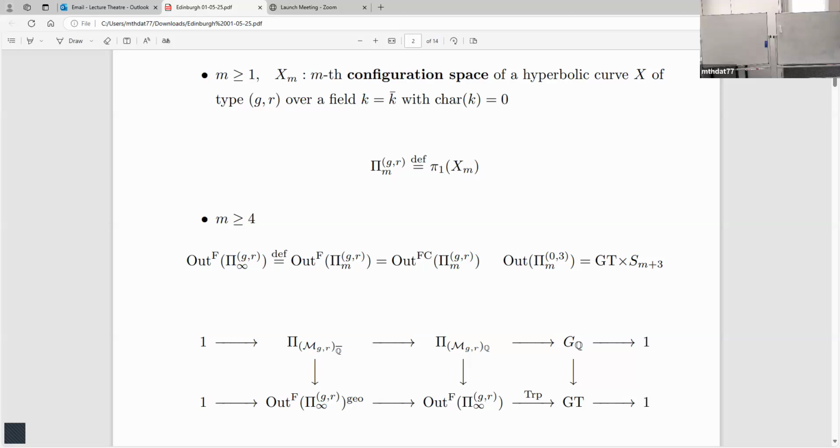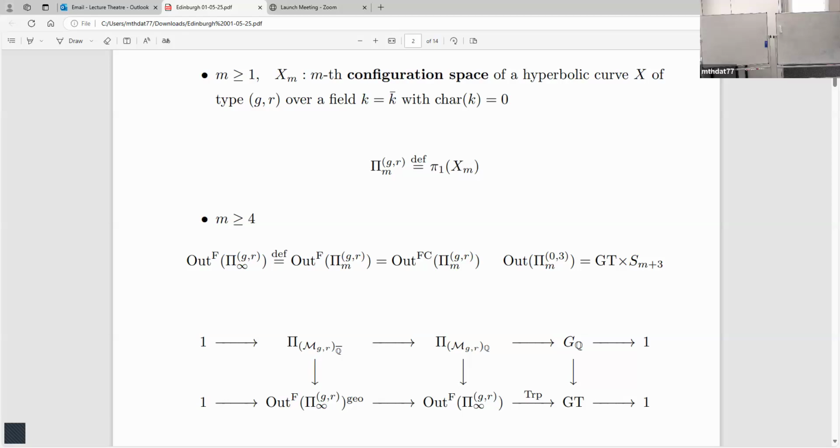So one gets this picture where the upper exact sequence is of arithmetic and geometric nature, and the lower exact sequence is of combinatorial group theoretic nature. And the natural question is, how do these two exact sequences relate to each other? Yes?